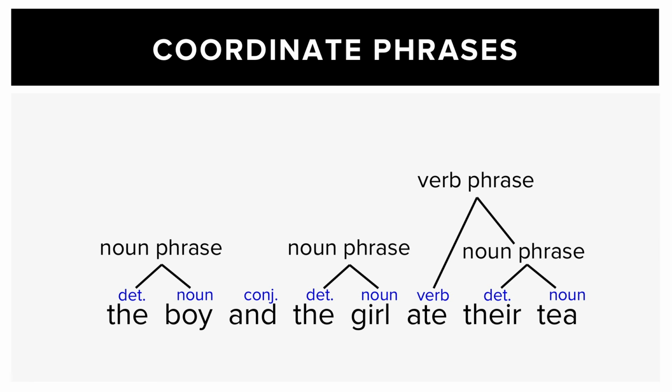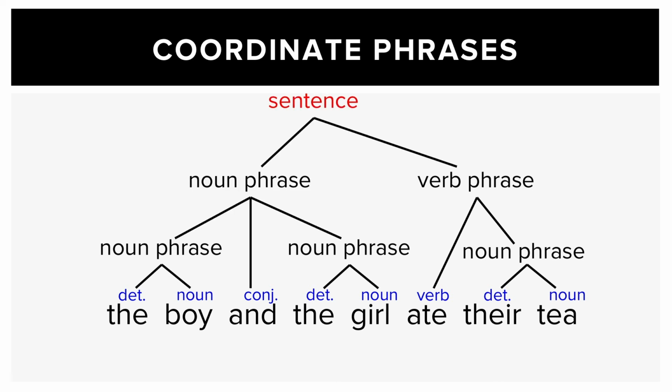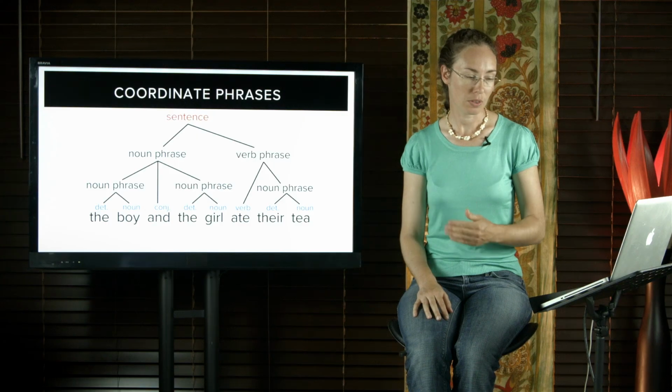So again, we can form several noun phrases here and a verb phrase, but what do we do with these first two noun phrases that are next to each other? So we've got the noun phrase the boy and the noun phrase the girl with and sitting in the middle of them. So now we can join them up like we did with the proper nouns, making a noun phrase that we can use to build the complete sentence.